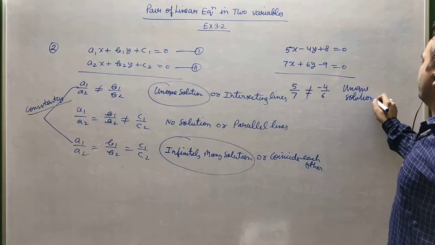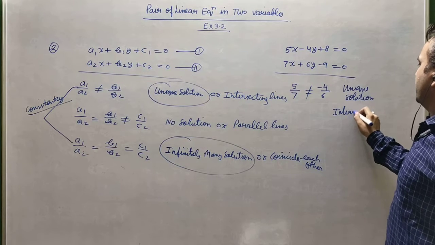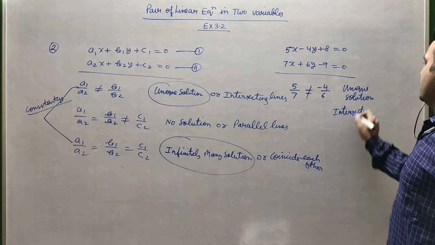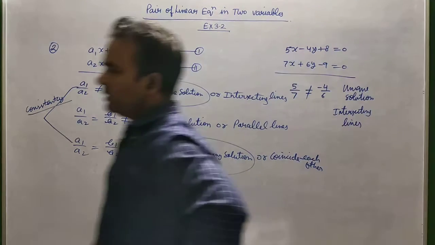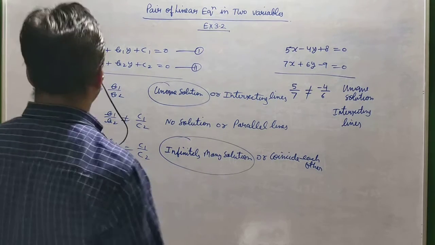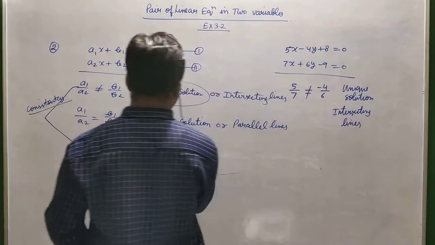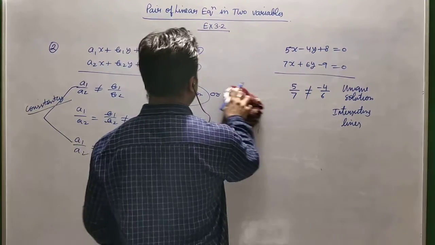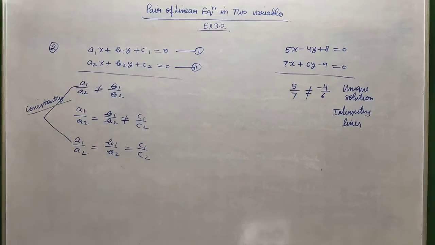Or when we plot a graph of these equations, which type of lines will we get? Intersecting lines. It means these lines will intersect each other, right? Now suppose I am taking the next one. What is next? Okay, now I am removing this one so that you will understand it.